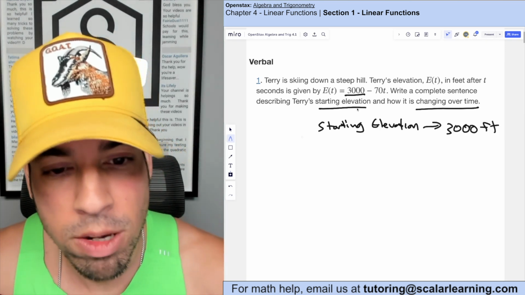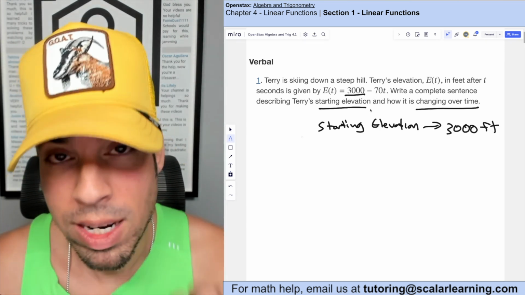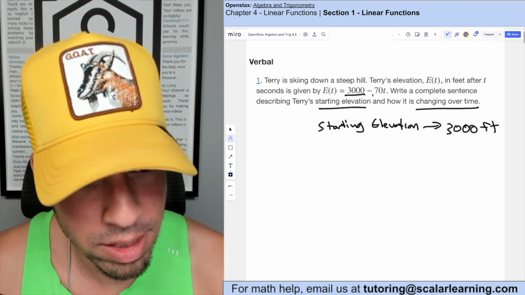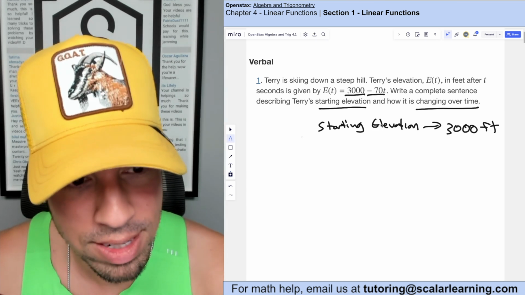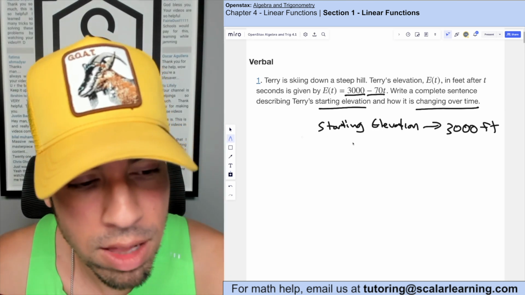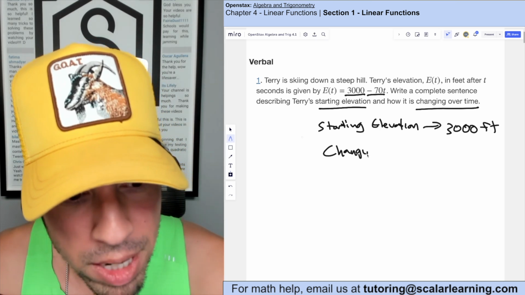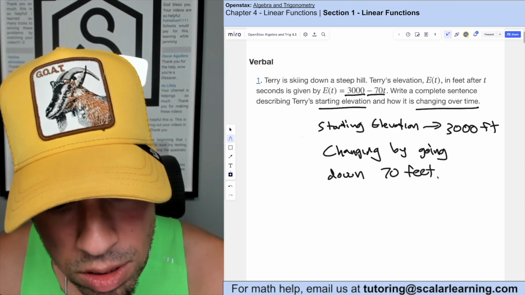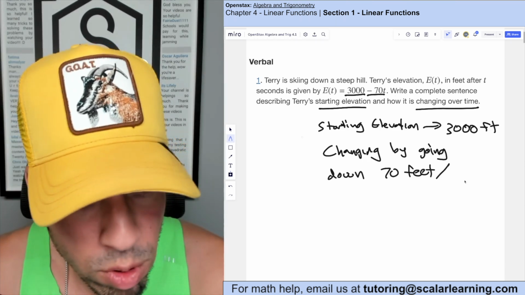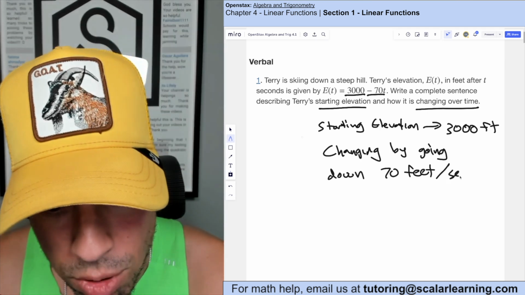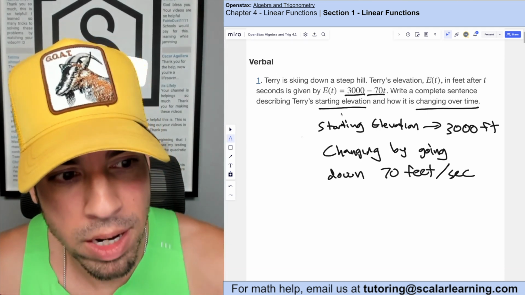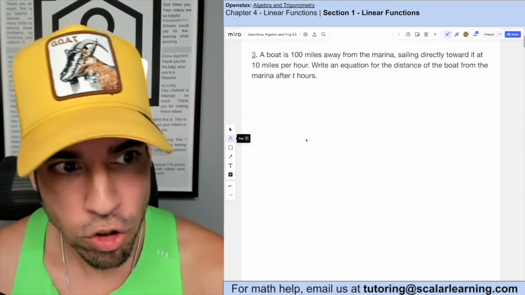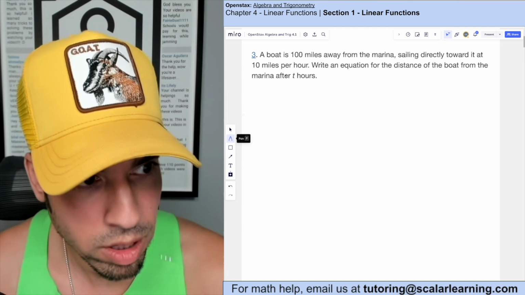Okay, and then when we're talking about changing over time, we're now looking at the rate of change, aka the slope. That's the constant in front of the variable, and that's right here, that negative 70. And so the elevation is changing by going down 70 feet per time unit. It said t was representing seconds, so 70 feet per second. Okay, so there's my explanation of how the elevation is changing. Boom, done.